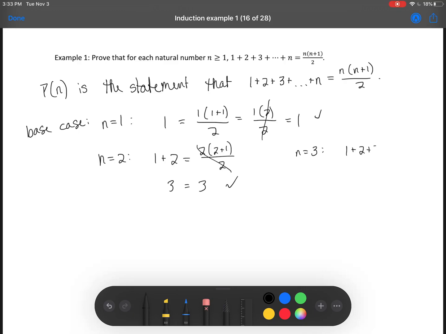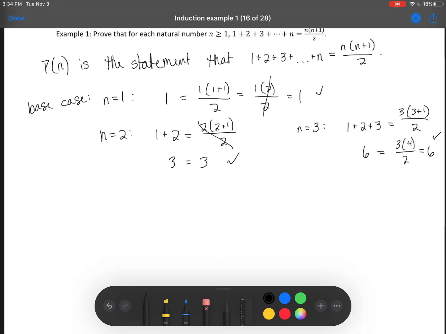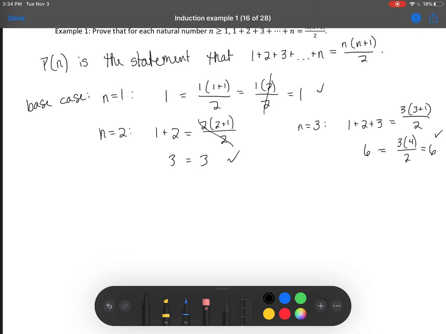If we wanted to do one more just to convince ourselves a step further and practice with what this formula actually means before we try to prove anything about it, then we plug in 3 for n. On the left-hand side, we have 1 plus 2 plus 3, which is 6. And on the right-hand side, we'd have 3 times 4, which is 12 over 2, which is in fact 6. So that checks out as well. Again, this is our scratch work for the base case.